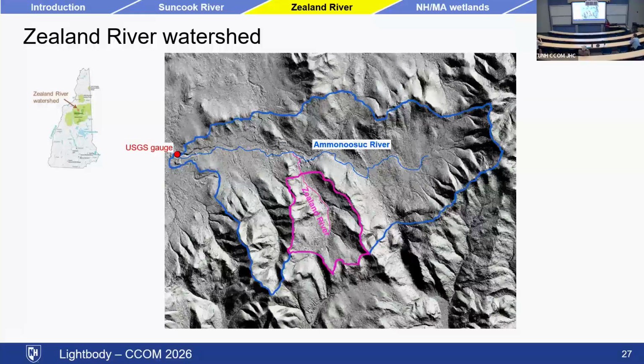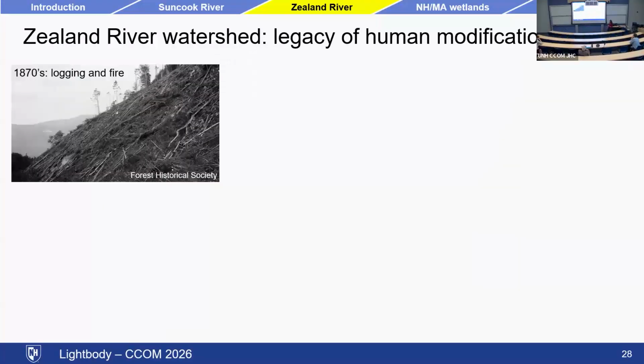This is the LiDAR hillshade for the area. You can see it's a valley carved by the glaciers. And again, the Zealand River is flowing through this valley. There's a long legacy of human modifications here. Back in the 1800s, the entire area was clear cut, and the steam-powered locomotives created many forest fires. There was a lot of sediment that got into the stream channels, and they were very unstable.